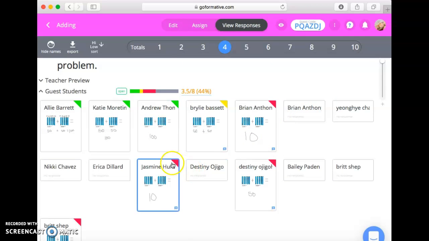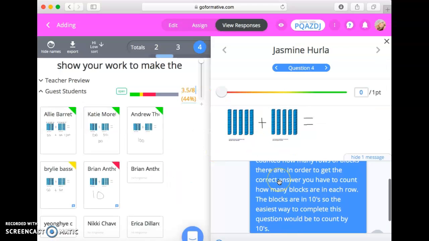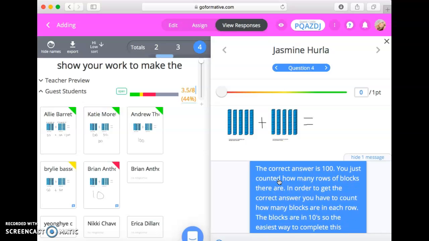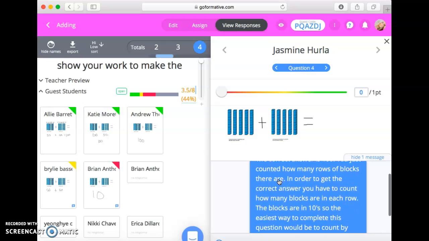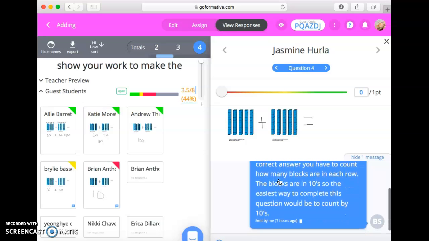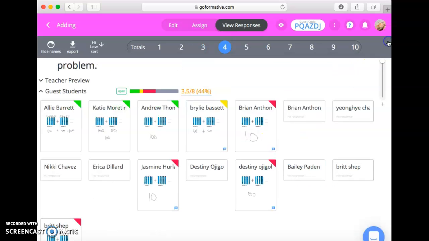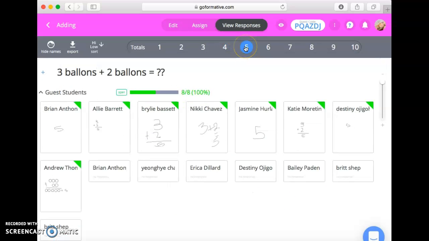And then Jasmine, she did not get this one correct because she said 10, and I was able to tell her why. I said the correct answer is 100. You just counted how many rows of blocks there are. In order to get the correct answer, you have to count how many blocks are in each row. The blocks are in tens, so the easiest way to complete this question would be to count by tens. She just counted 1, 2, 3, 4, 5 instead of counting every single little block. So I was able to tell her why she got that one wrong and how she can improve next time.